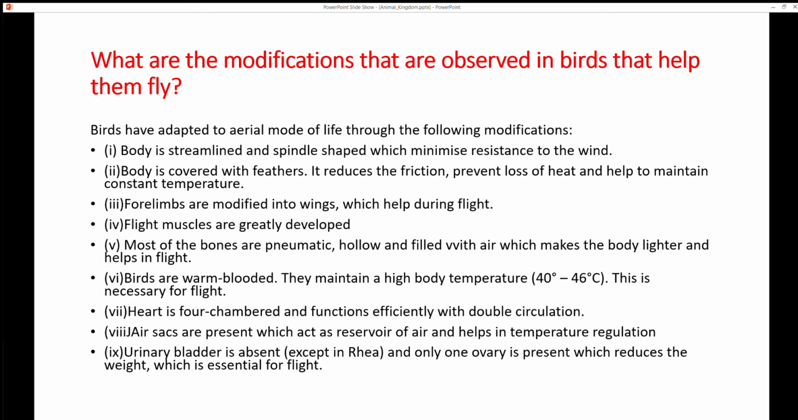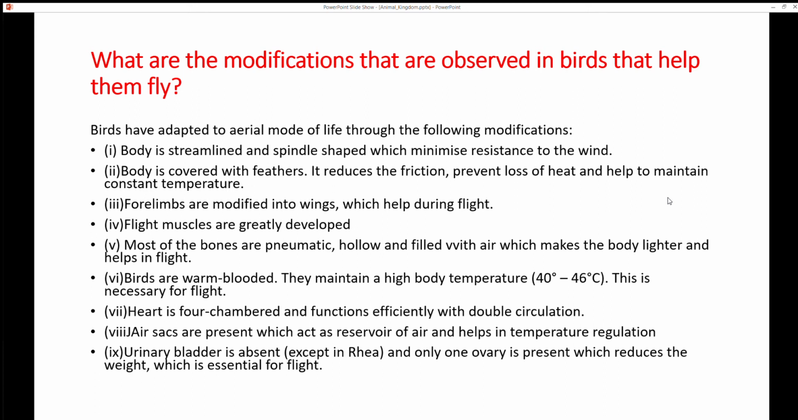Air sacs are present, which act as a reservoir of air and help in temperature regulation. The urinary bladder is absent except in the rhea, which is a bird that is exceptional for everything. If a feature is the same for 100 organisms, one or two exceptions will be different from the other features. These exceptions will be asked in NEET exams and in one-word questions.